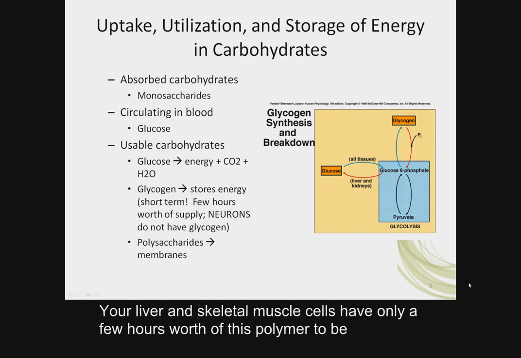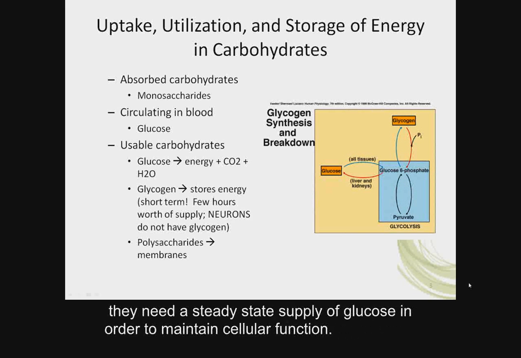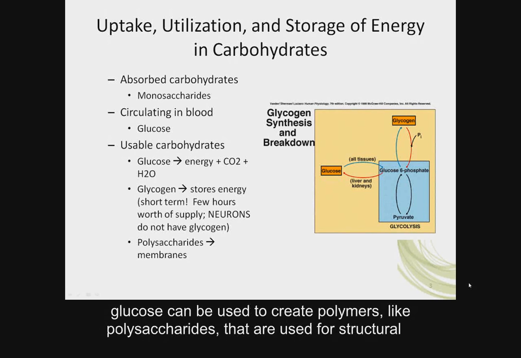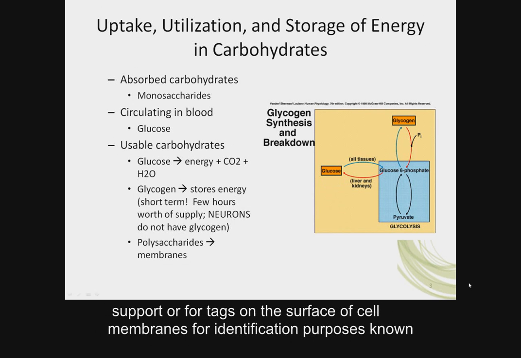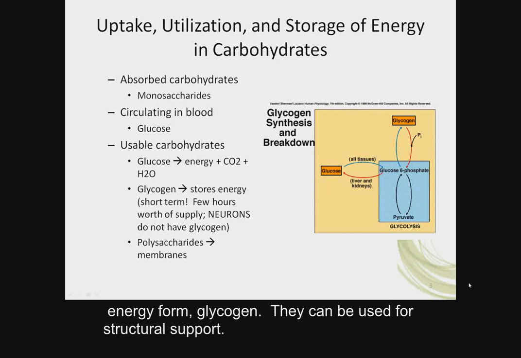Your liver and skeletal muscles have only a few hours worth of this polymer to be used as a supply for energy. Neurons do not have the ability to store glycogen. As such, they need a steady state supply of glucose in order to maintain cellular function. Also, glucose can be used to create polymers like polysaccharides that are used for structural support or for tags on the surface of cell membranes for identification purposes known as antigens. So they don't necessarily have to be converted into the storage energy form glycogen. They can be used for structural support.